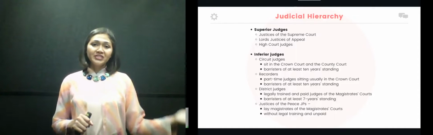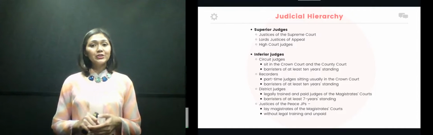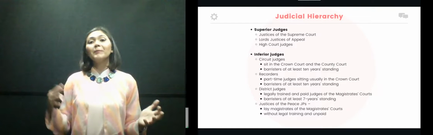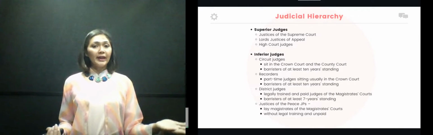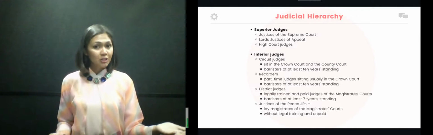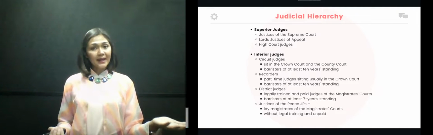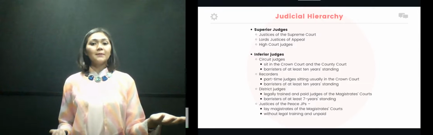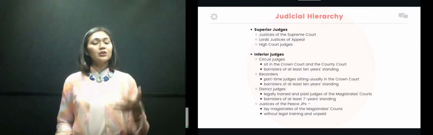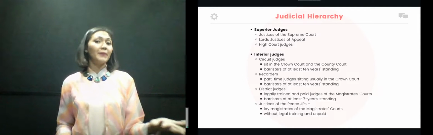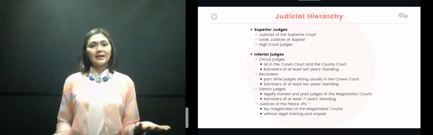So you also have district judges. District judges, most people will compare with lay magistrates. District judges, on the one hand, are usually legally trained. They are paid, and they also sit at magistrates' court level. Because they are legally trained, they need to have experience as a barrister, at least 7 years standing.